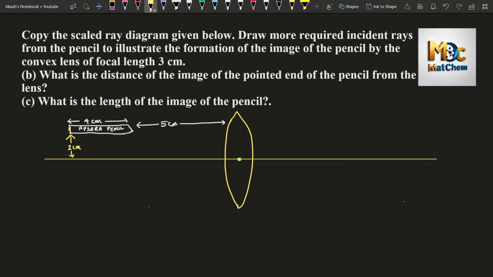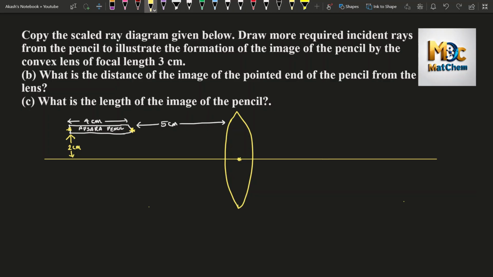So this is the end of the pencil, and this is the tip of the pencil. The tip of the pencil is 5 centimeter away from the lens. The end of the pencil is 9 centimeter away from the lens. When you consider this, you might have a lot of doubts about how we can form the image of this particular object.